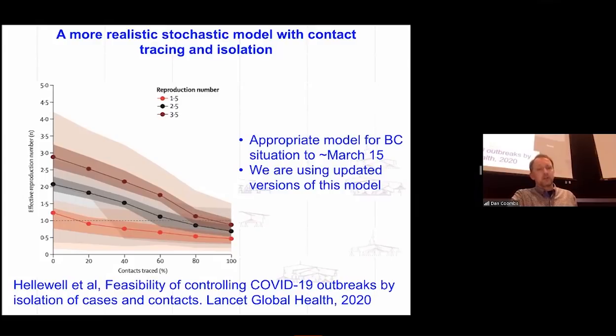And what we're actually doing in our group is using an updated version of this model to include some other effects, such as import of cases and self-isolation as opposed to isolation following detection, to make projections about what the epidemic in BC is going to look like over the next few weeks.